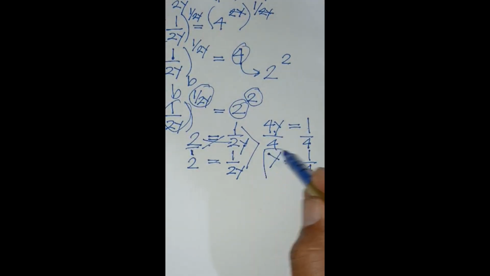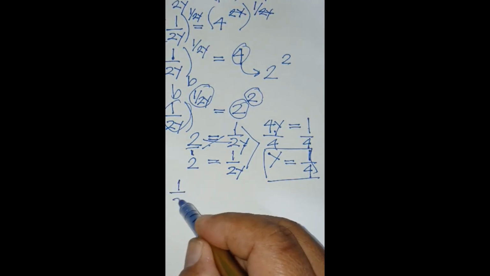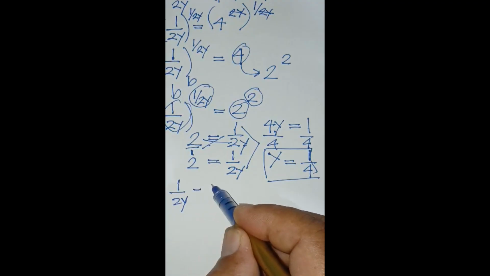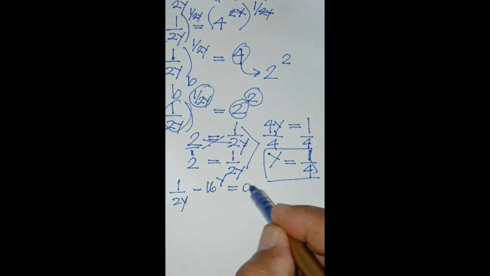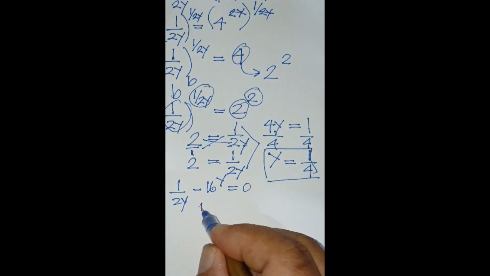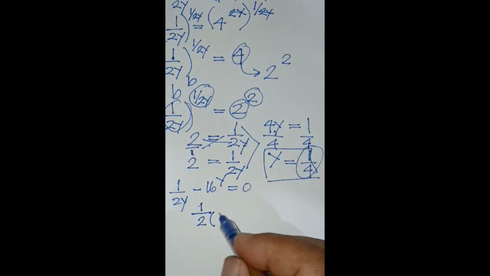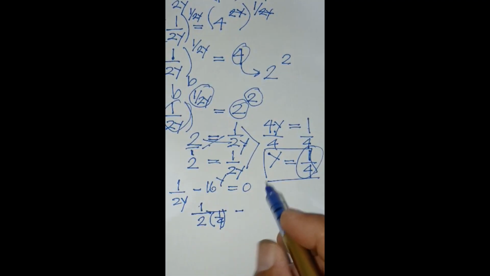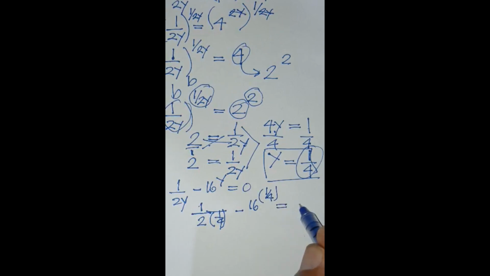So we verify whether this value of y is correct. We substitute this in the original equation. We have 1 over 2y minus 16 raised to y is 0. So we have 1 over 2 times y, which is 1/4, minus 16 raised to 1/4, that is the value of y, is equal to 0.